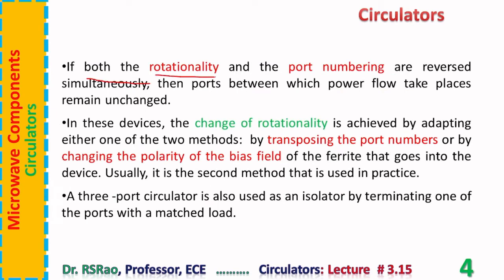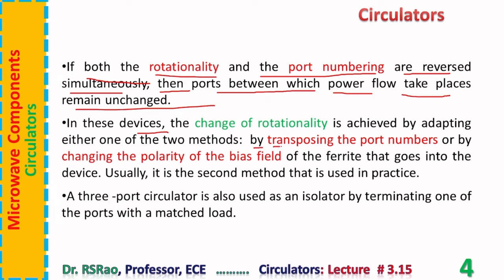If both the rotationality and port numbering are reversed simultaneously, then the ports between which power flow takes place remain unchanged. If these devices require a change of rotationality, how is it achieved? There are two methods. By adopting either one, rotationality change is achieved. One is transposing the port numbers. Another is changing the polarity of the bias field of the ferrite rod. Usually, the second method is used in practice.